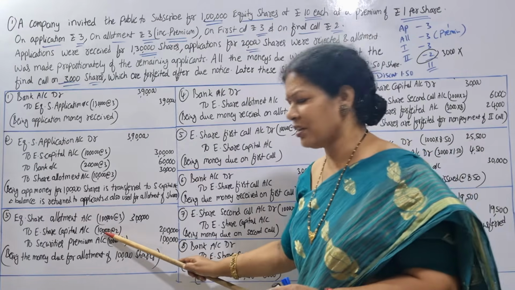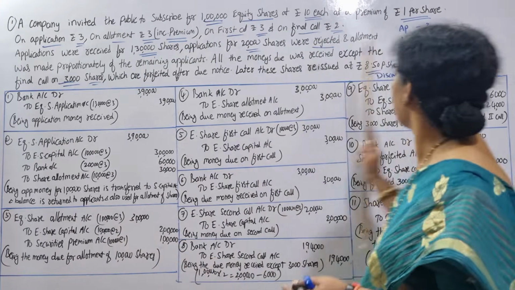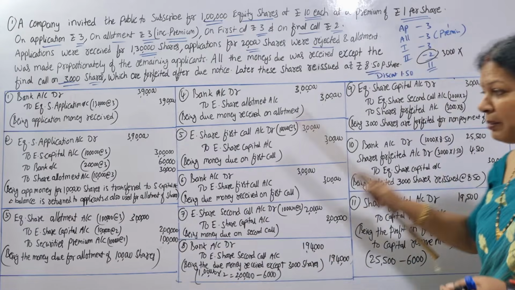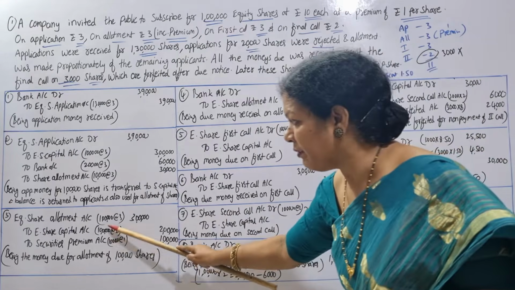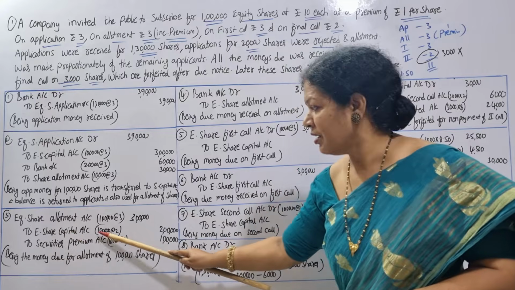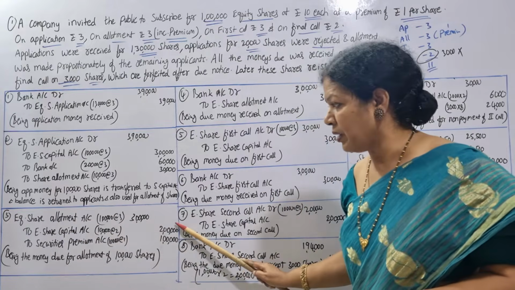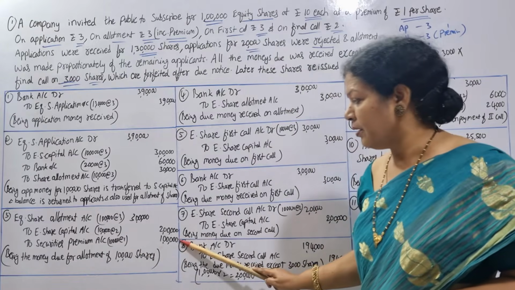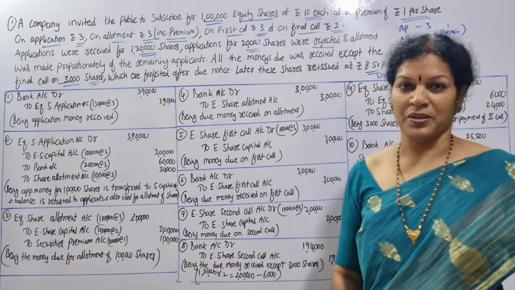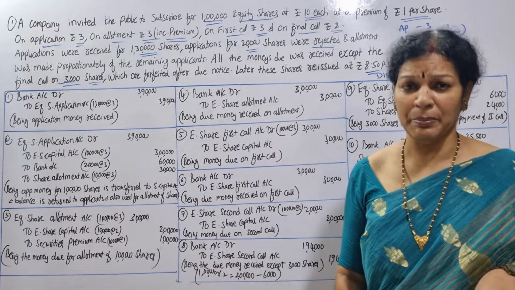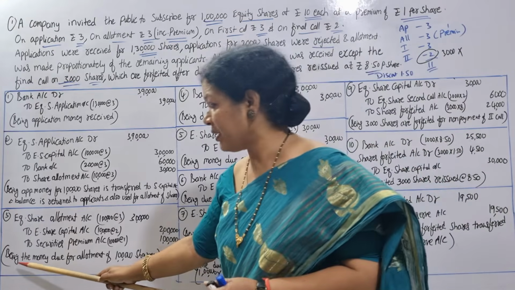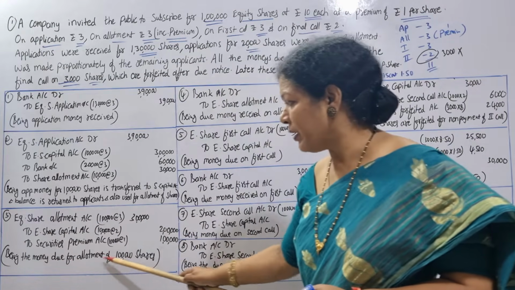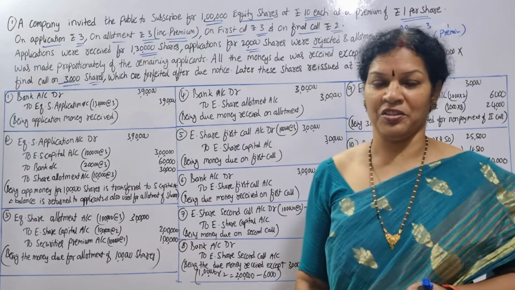How much is it? Generally it is 1 lakh into 2 rupees, but premium is 1 rupee. So separately we write share capital as 1 lakh into 2 rupees, 2 lakh. Premium is 1 lakh into 1 rupee, 1 lakh. Together it is 3 lakh rupees with premium. So what is the narration we are writing? Being the money due for allotment of 1 lakh shares.